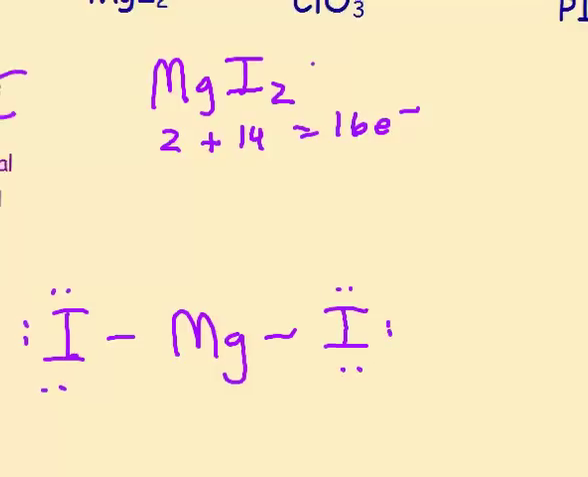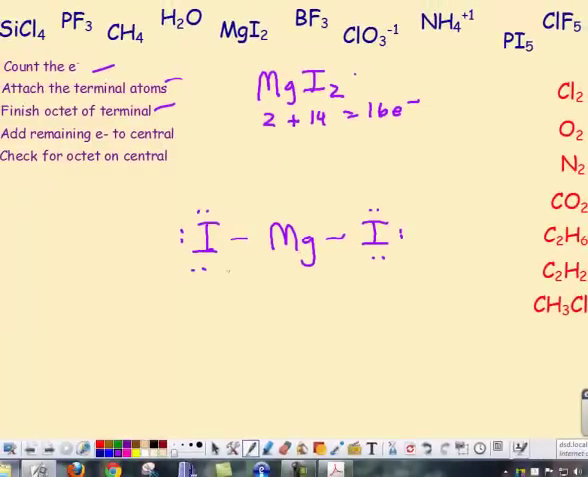Count how many electrons I've used. Any extra ones go around magnesium. 2, 4, 6, 8. So I've used up 16 electrons. I only had 16 electrons. But here comes the issue. Check the octet on the central atom, and magnesium does not have its octet. It only has 2, 4 electrons around it. Uh-oh, what do I do now?